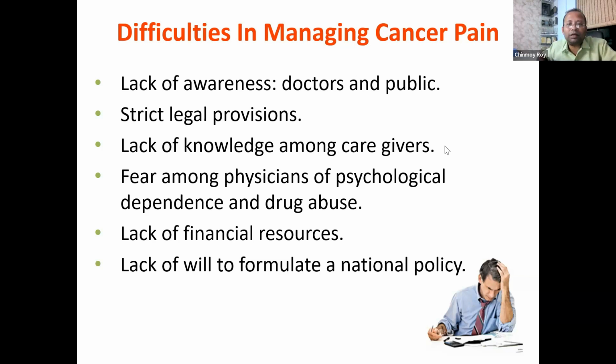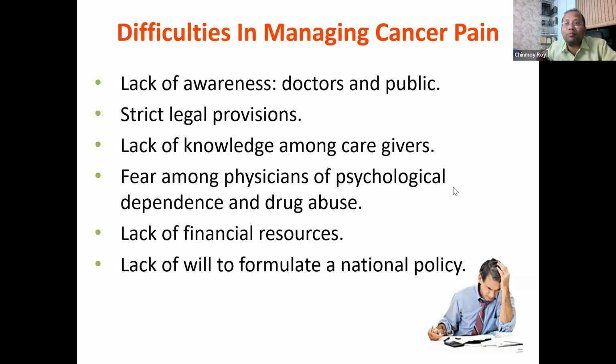Then lack of knowledge among caregivers, fear among physicians of psychological dependence and drug abuse. I never understood why they think like that. Psychological dependence and drug abuse is applicable to a non-malignant patient. In a malignancy patient who has a limited lifespan, why would we consider drug abuse, psychological dependence, and all? Because I have seen this in many patients.